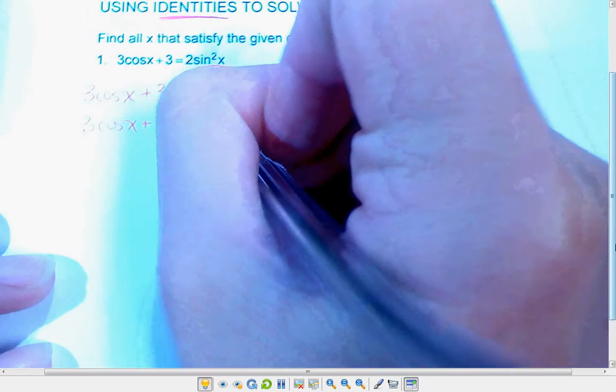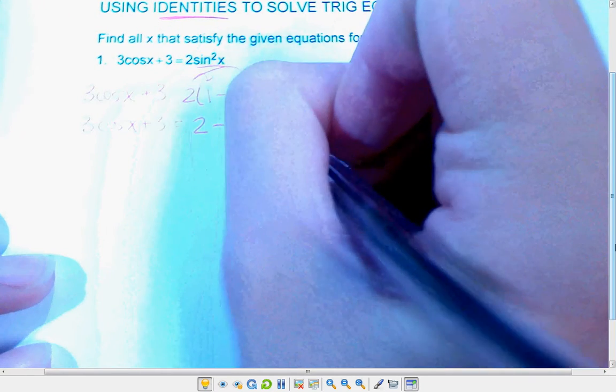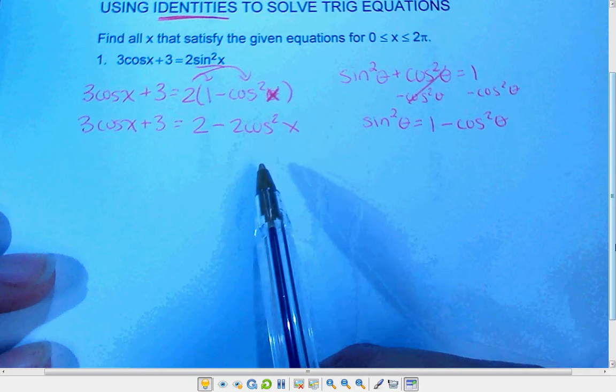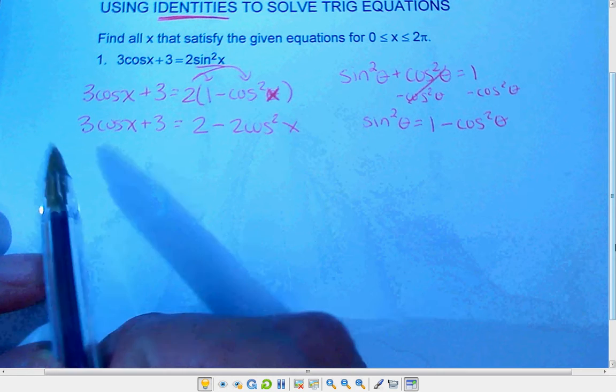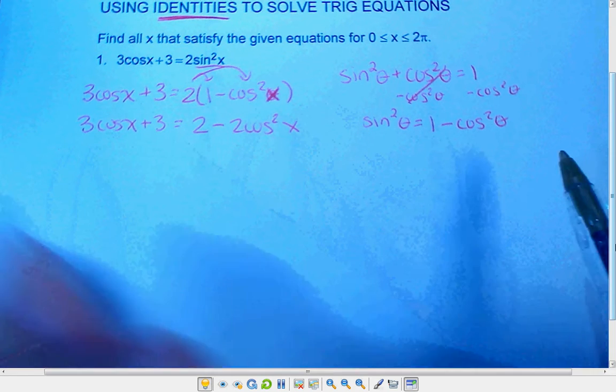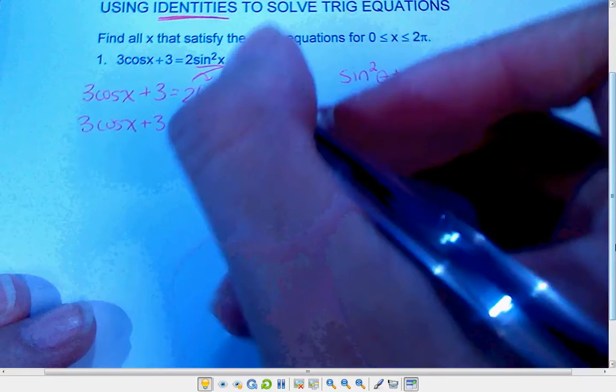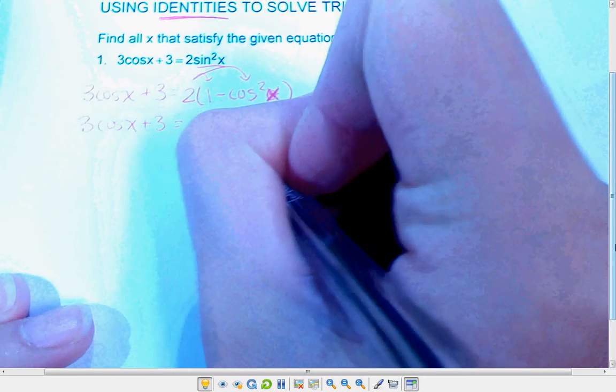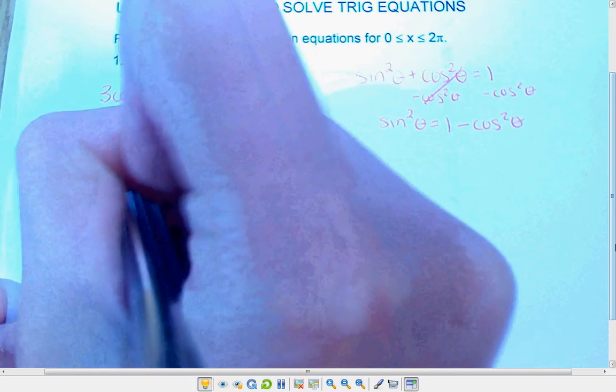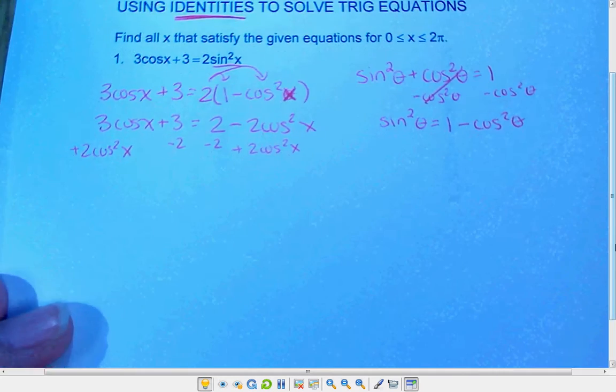So right now I'm going to first distribute this 2 to both of these. This gives me 2 minus 2 cosine squared x. And this is going to be quadratic because this is a cosine squared and this is a cosine. So right now what I'm going to do is bring them all onto one side because I want one of the sides to equal 0. So I'm going to add 2 cosine squared to both sides. And I'm also going to subtract 2 from both sides.